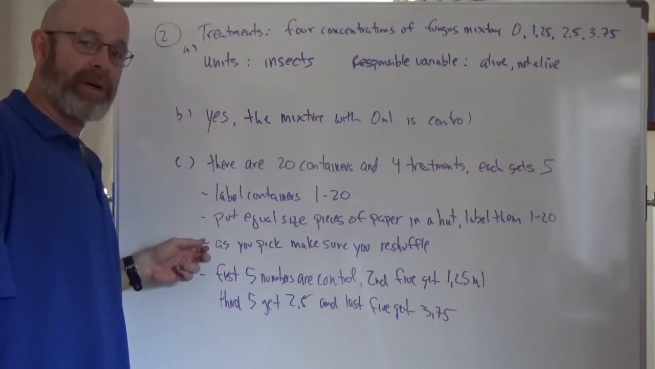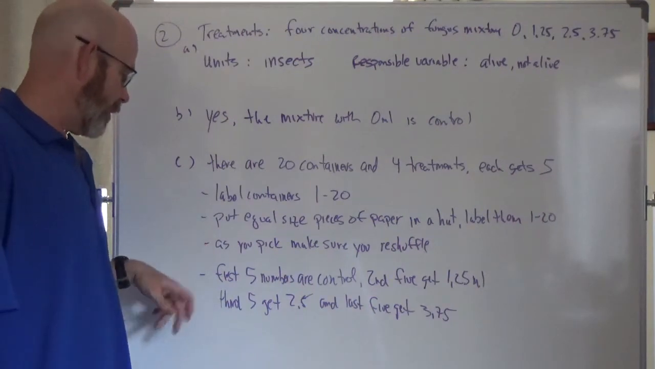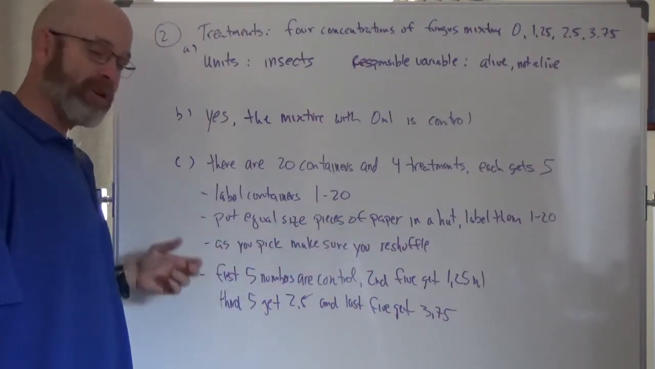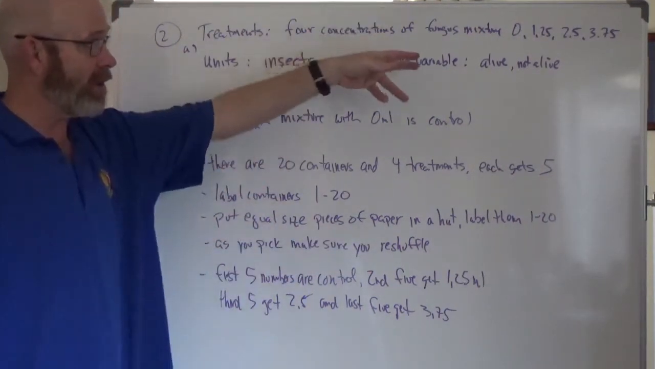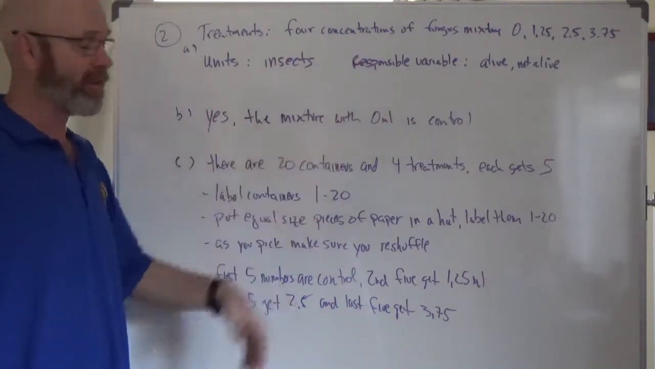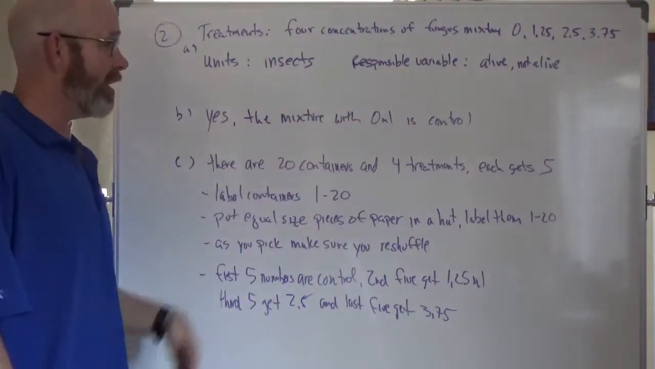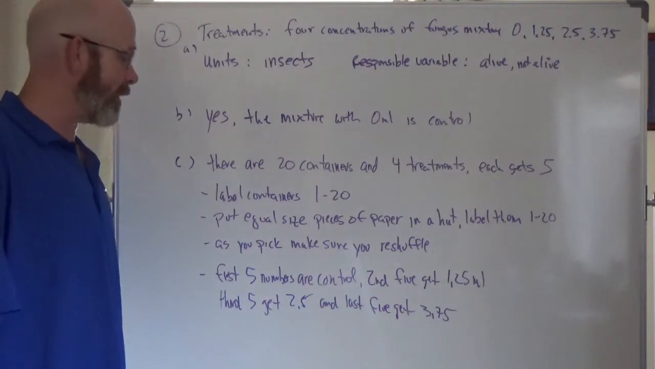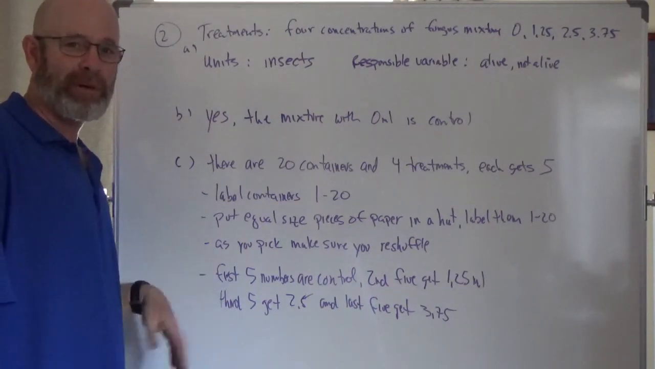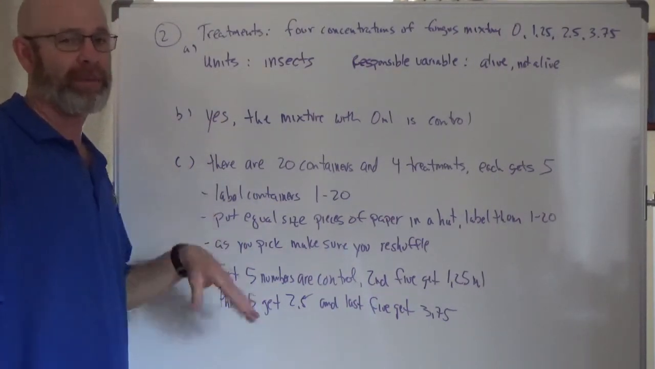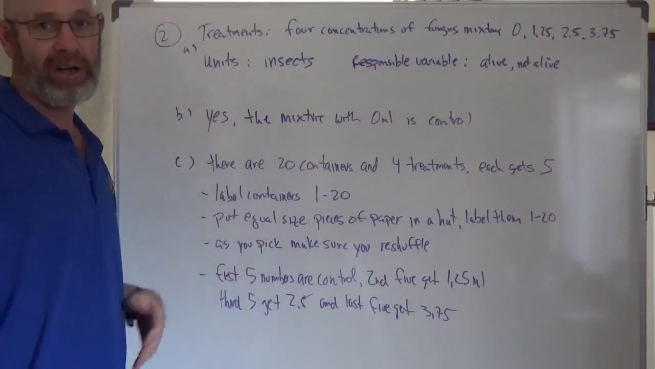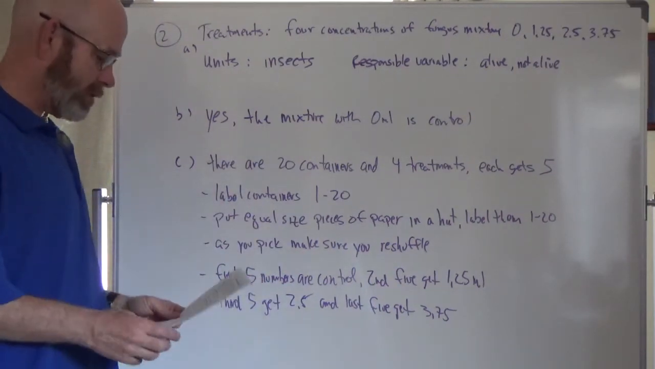As we draw, we're going to shuffle the hat. Then we're going to reshuffle. The first 5 numbers I pick will get the 0, the second 5 will get the 1.25, the third 5 will get the 2.5, and the last 5 will get 3.75. You can also use a random number table, or just say you can use a random number generator, numbers 1 through 20. Those ideas all kind of work. So that's it for number 2.